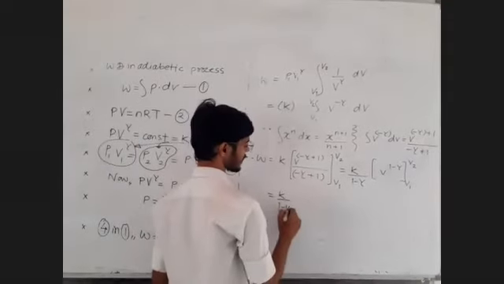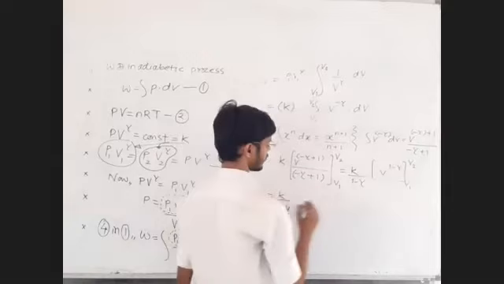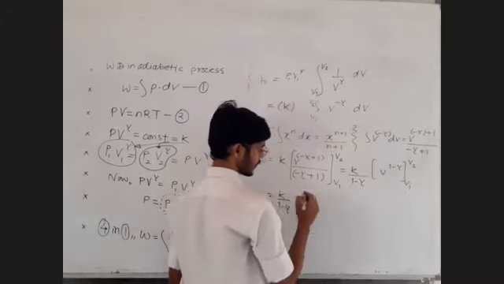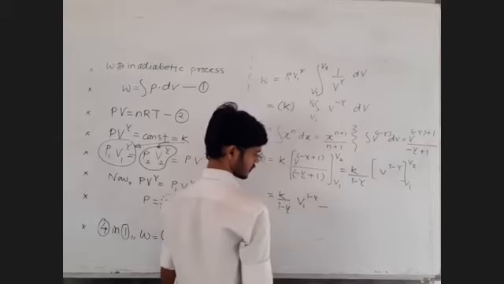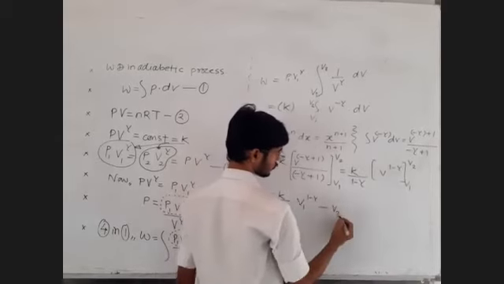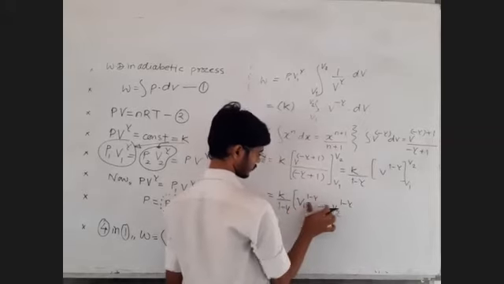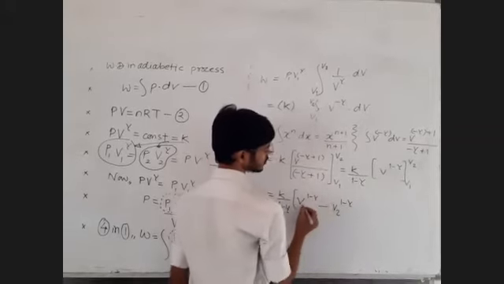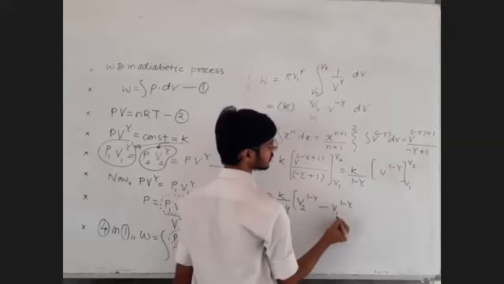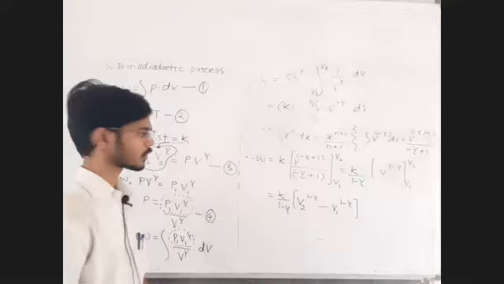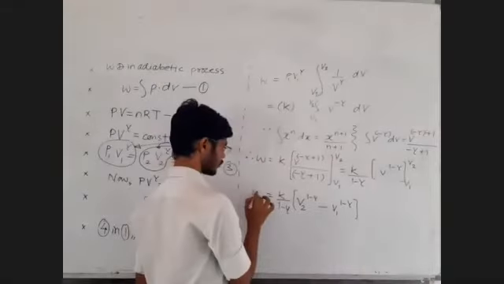This 1 minus gamma as it is, upper limit V1 raised to 1 minus gamma minus lower limit V2 raised to 1 minus gamma. I made a mistake. Upper limit is V2 and the lower limit is V1. Okay, fine sir. What to do next?